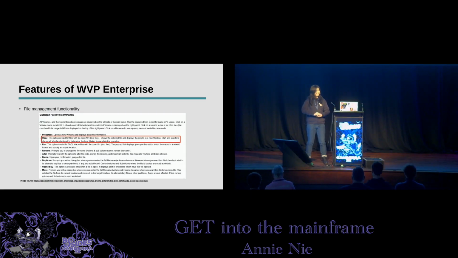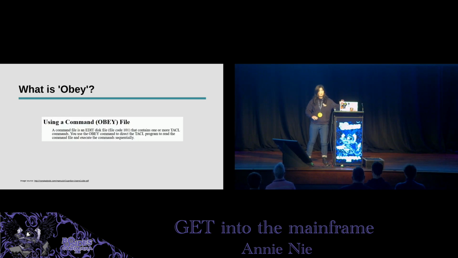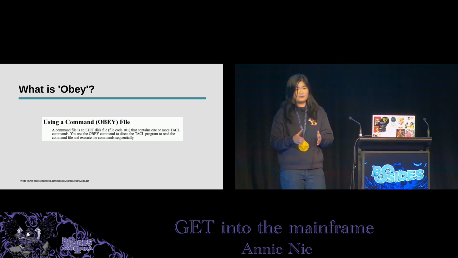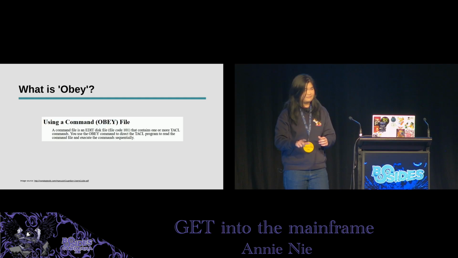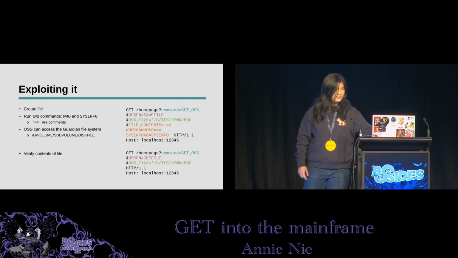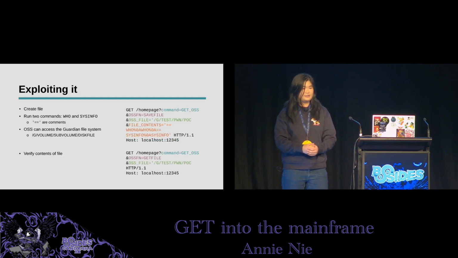Now, I'll save you all from reading all that and cover what exactly is obey. Obey essentially allows you to execute a file with TACL commands in it. So it is code execution as a feature. But last I checked, unauthenticated remote code execution is not a feature. So exploring this sounds easy enough, right? You just write a file and then obey the file. How hard could it possibly be?